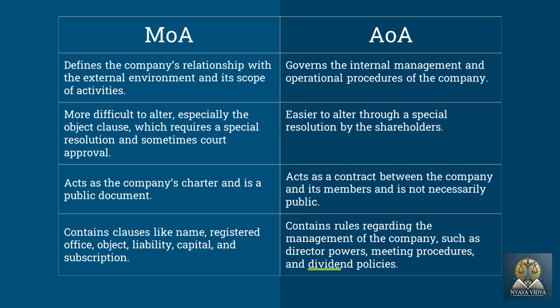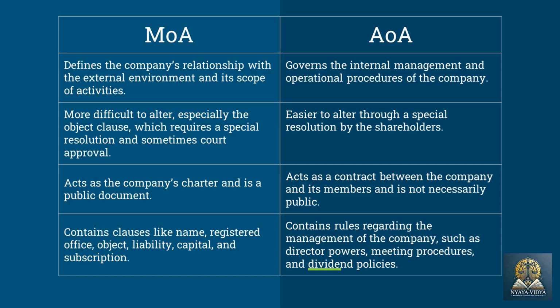Okay, let's see the differences in a deep way. AOA and MOA. The first one, MOA, is an external document. I already mentioned this. So this MOA defines the company's relationship with the external environment: scope, object clause, name clause, jurisdiction, all these things. Whereas articles of association governs the internal management and operational procedures of the company. So AOA is internal, MOA is external.